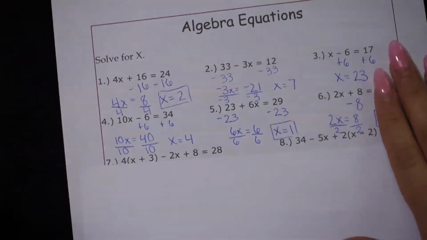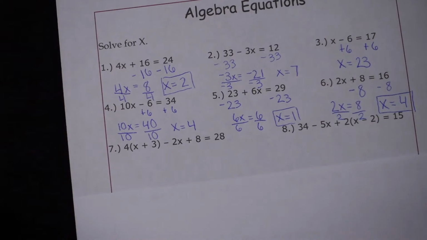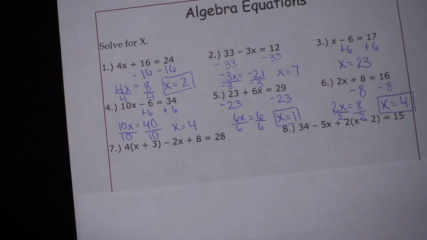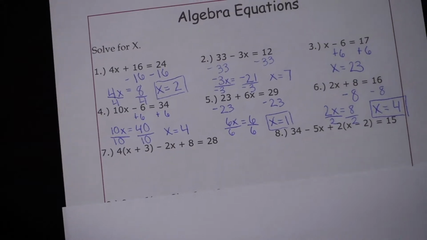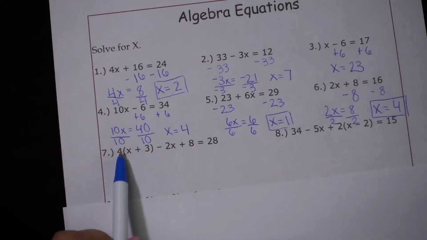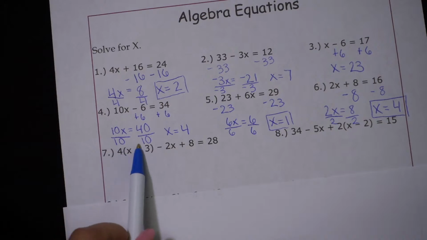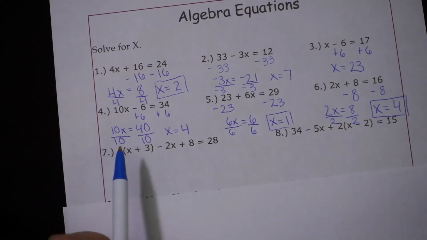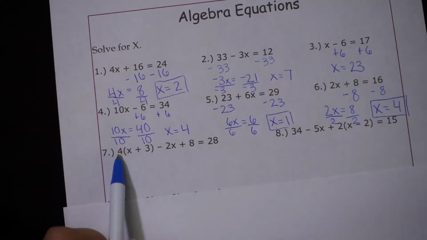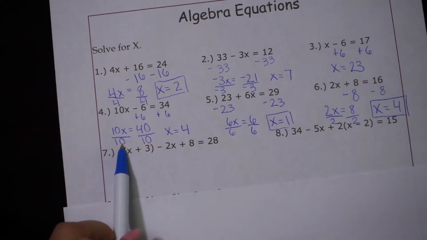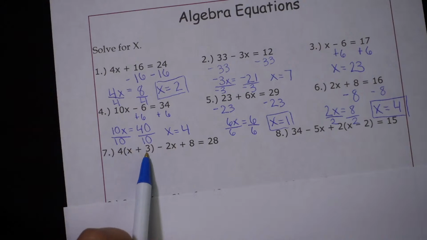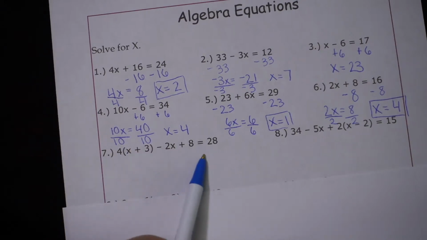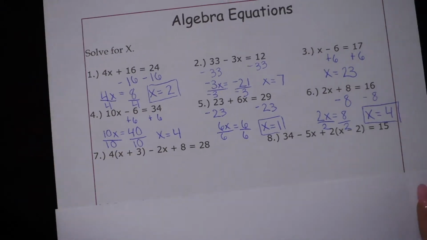There you go. Moving on, these are a little bit more complicated. So first, what we're gonna do is use the distributive property. So we're gonna distribute this 4 into each number only in this parenthesis. So any number that's in front of the parenthesis, we're just gonna distribute that in. So we're gonna do 4 times x plus 4 times 3, and then just go ahead and solve it the same way that we otherwise would.